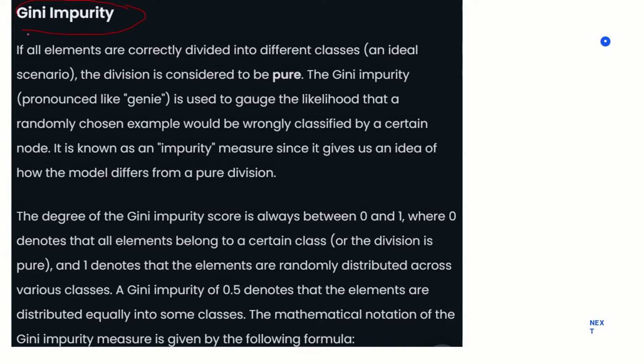And the Gini impurity is used to gauge the likelihood that a randomly chosen example would be wrongly classified by a certain node. It is known as an impurity measure since it gives us an idea of how the model differs from a pure division.